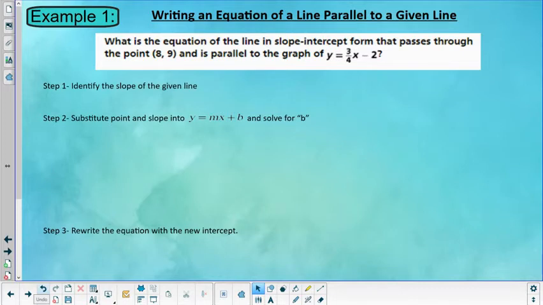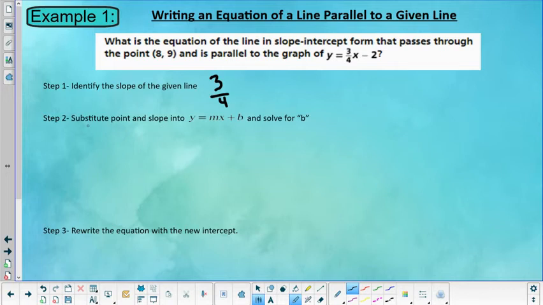Okay, so now I want to show you how we're going to write the equations. There's really 3 steps when we're talking about parallel lines. So we have the equation y equals 3/4 x minus 2, and we want to write the line that is parallel and goes through the point (8, 9). So first step is to identify the slope of the given line. In this case, our slope is 3/4. So let me go ahead and write that. All right, that means our new equation is also going to have a slope of 3/4.